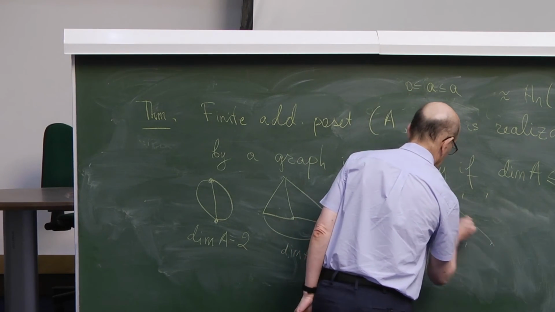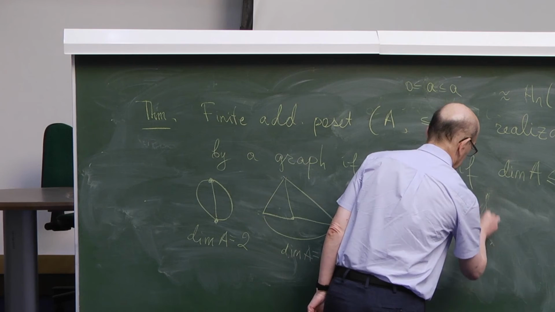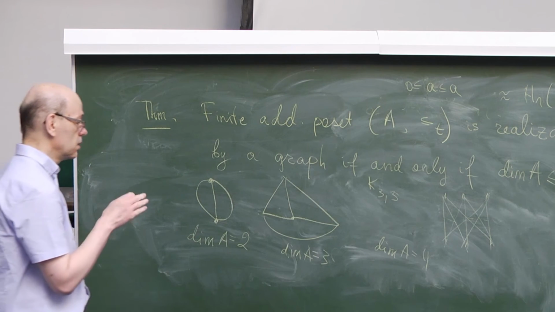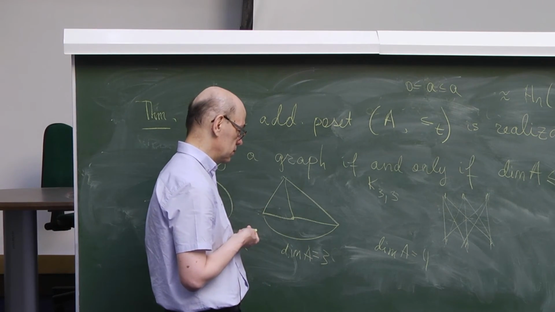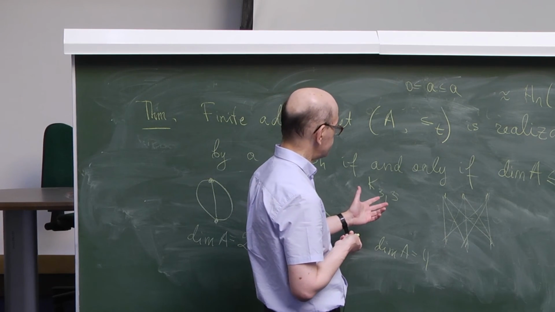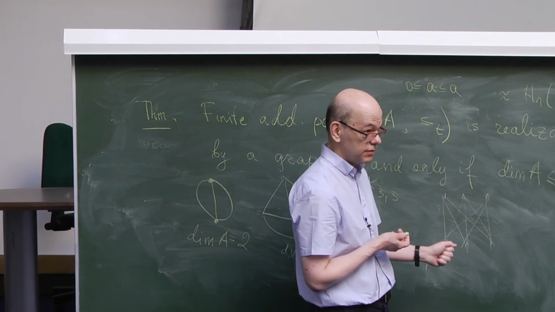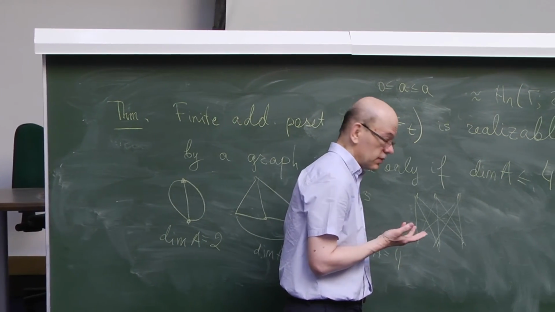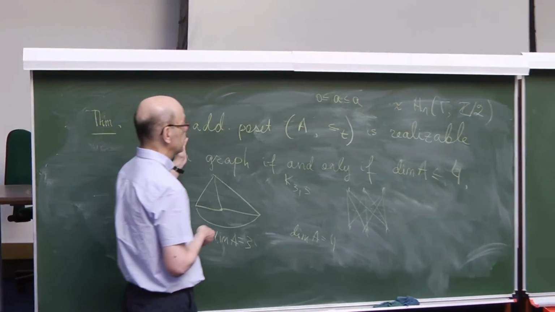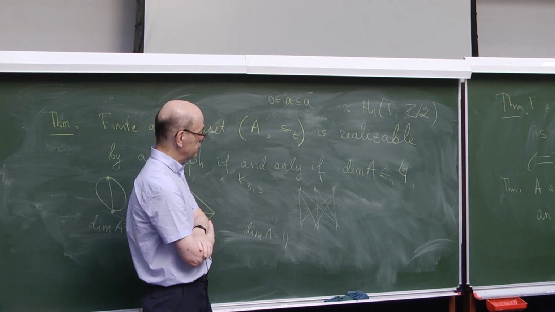Each vertex on the top is connected to each vertex on the bottom. So that's the graph K33. And again, in the partial order all non-zero elements of H1 are atoms, and the Betti number is 4, I believe. If the dimension of A is 5 or more, then there is no such graph. Of course, another question is to characterize those additive posets that are realizable by graphs.